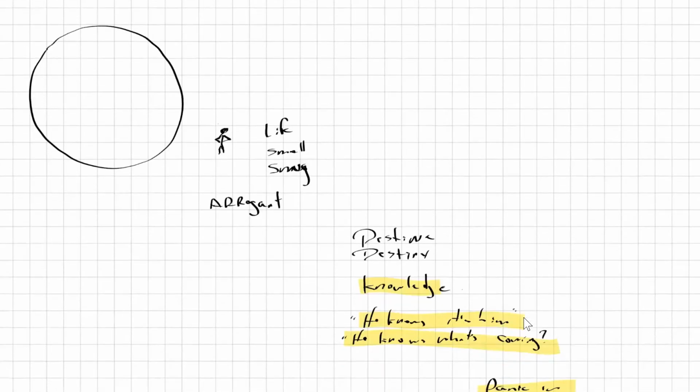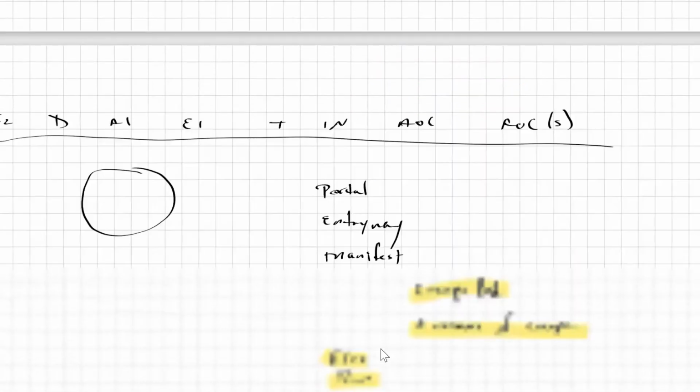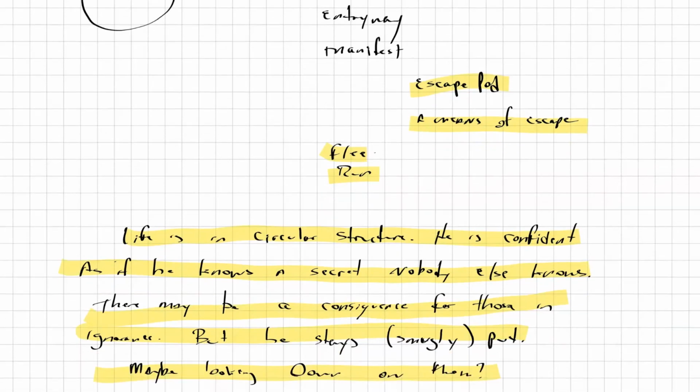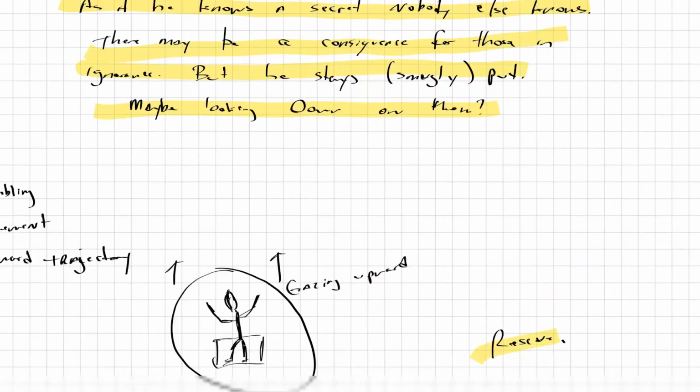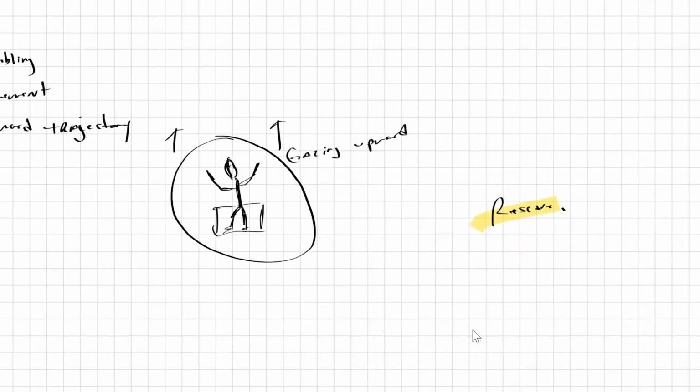And then I had this life, arrogant, something about knowledge. He knows it's him. He knows what's coming. There was panic in the desert. An AOL of an escape pod or a means of escape, flee, run. Life was in a circular structure. He's confident as if he knows a secret nobody else knows. There may be a consequence for those in ignorance, but he stays smugly put, maybe looking down on them. An AOL of a rescue. There was rumbling and movement and upward trajectory.